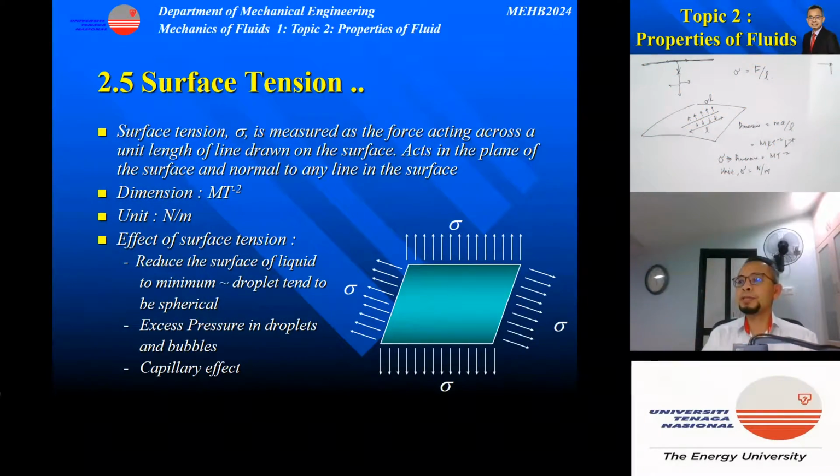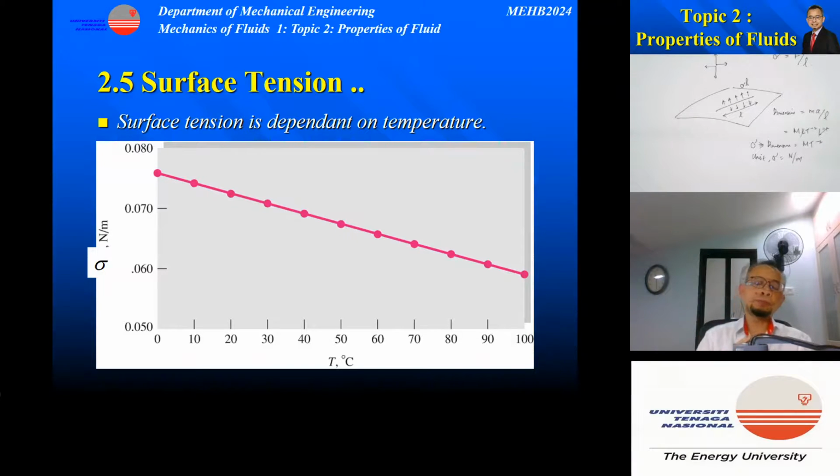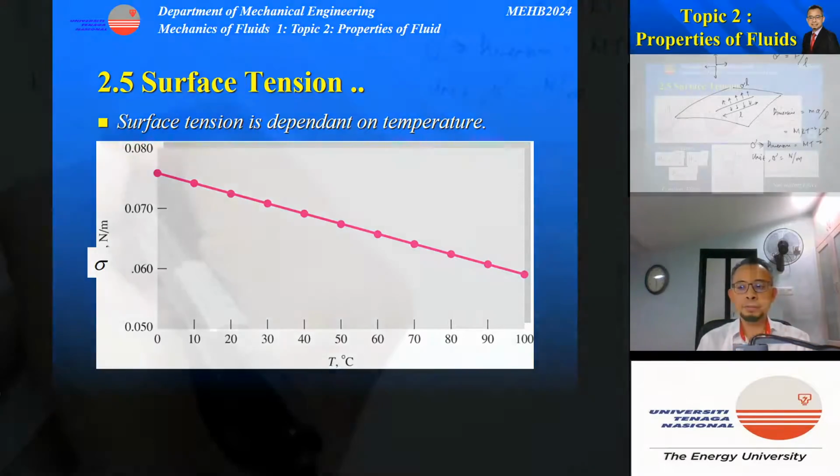There are quite a few effects of surface tension. It tries to reduce the surface of the liquid to a minimum, which is why a droplet tends to be spherical. If you have a droplet or a bubble, the pressure inside is higher than the surrounding pressure. Another effect is the capillary effect. Surface tension is a function of temperature, and it is related to the intermolecular forces. Because of that, surface tension generally reduces with temperature.